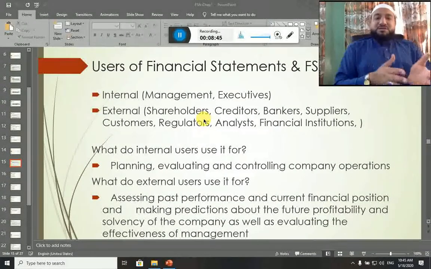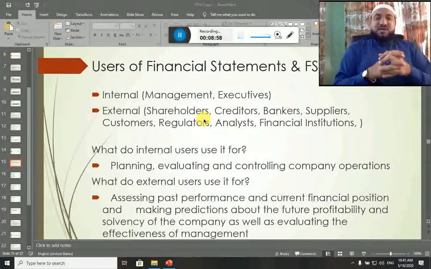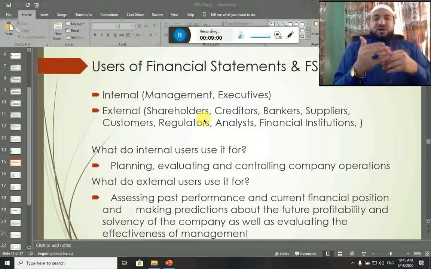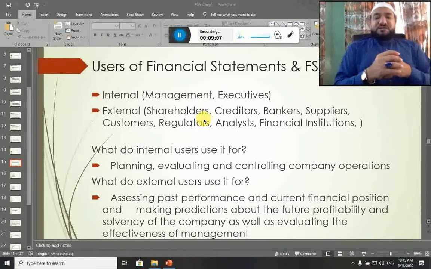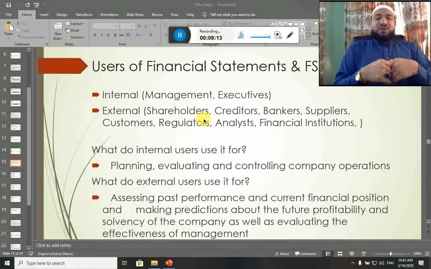Look, the regulator's decision is different from the customer's decision. The analyst's decision is different from the customer's. So each user has its own use of the financial statements and the financial statements analysis, and their decisions differ from one to another, right? A customer may use financial statements analysis to decide whether they should continue with us or they should stop buying from us, right?